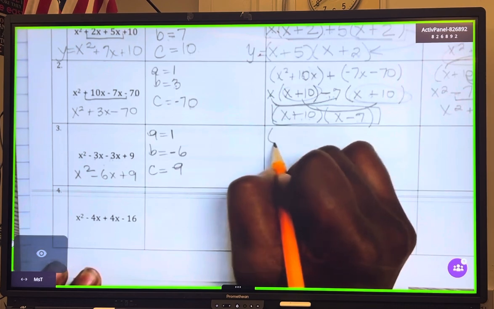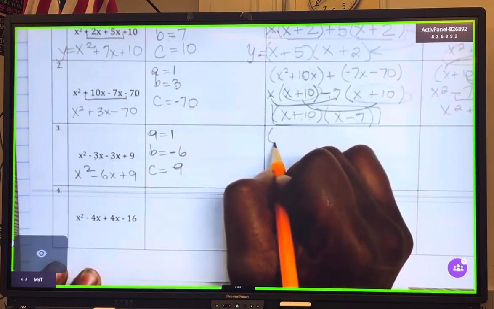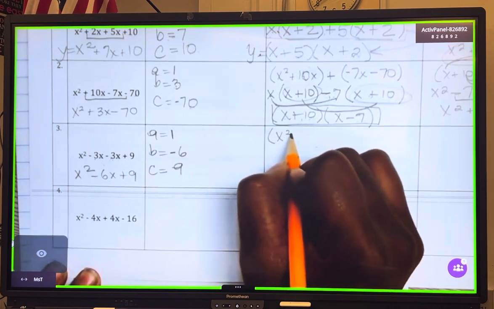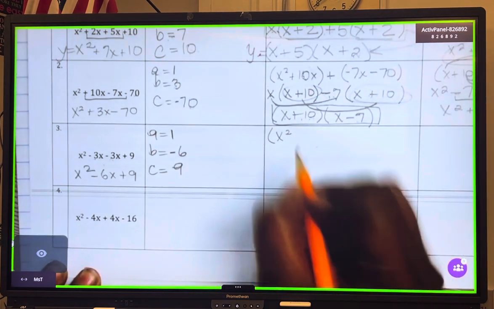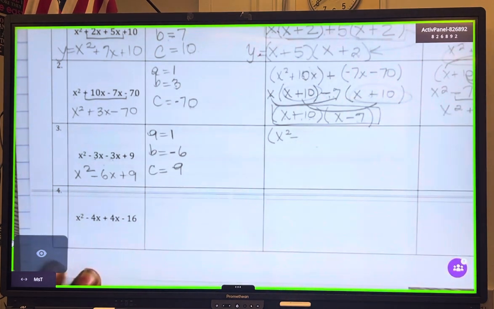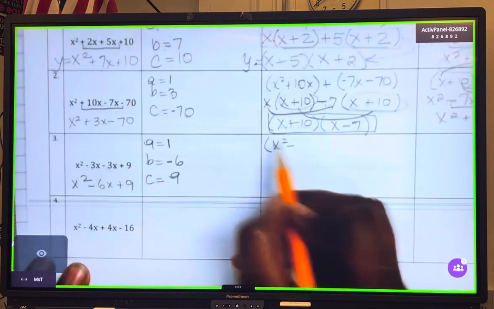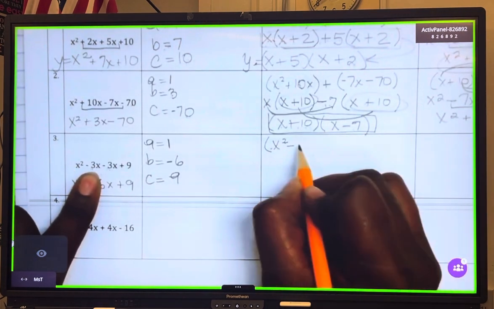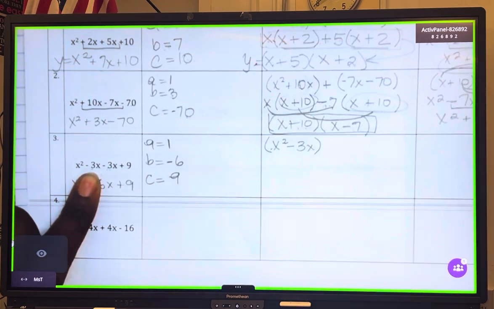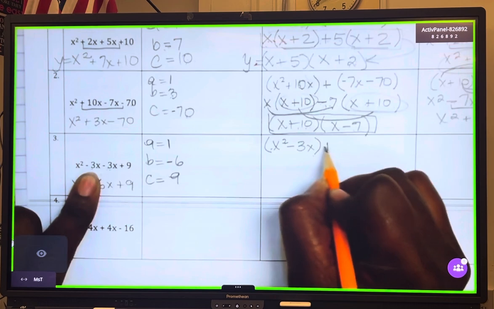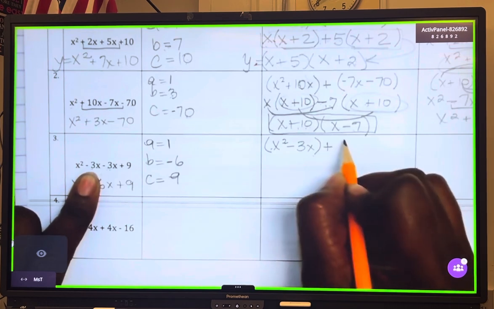What am I writing in my first parenthesis? X squared. X squared plus? Minus 6. No, we need 4 terms to group. We didn't have 3 terms, y'all. We got 4 terms, right? So x squared what? Minus 3x. Y'all with me? Yes? And then I'm going to put a plus sign here, right? And then what's going to go in here?